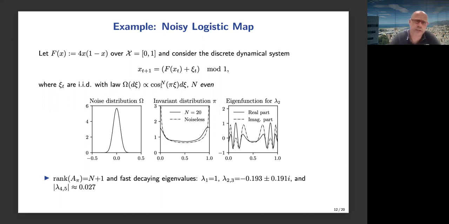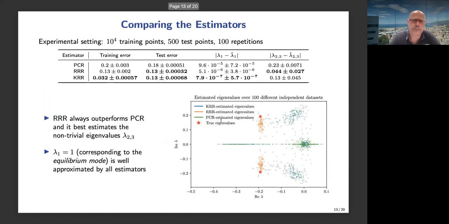So we are able to compute the invariant distribution, the eigenfunctions, and other properties of the dynamical system. And here we try the estimators. What we see is that the kernel ridge regression and the reduced rank regression perform equally well in terms of prediction risk. So the risk of these two estimators is the same. It is smaller than the risk of principal component regression, or the well-known kernel DMD.